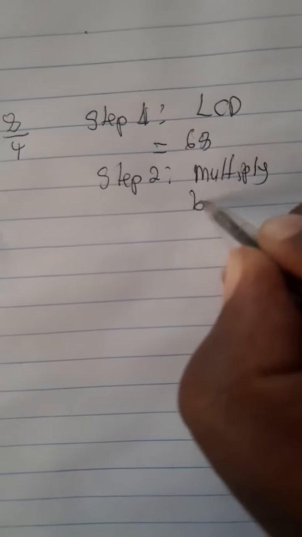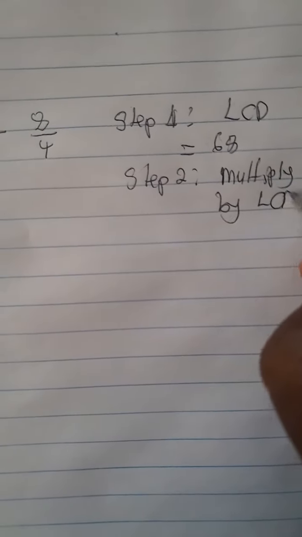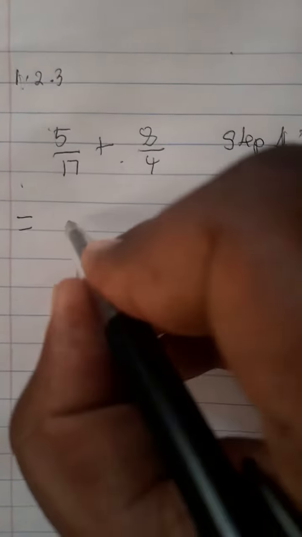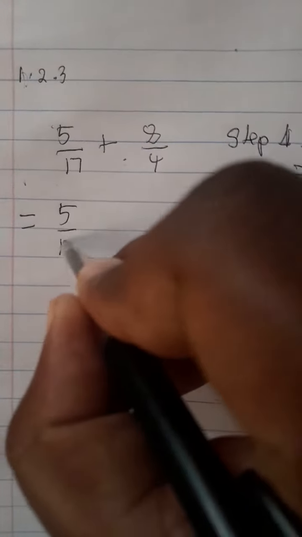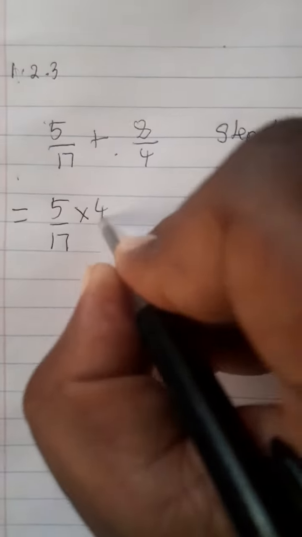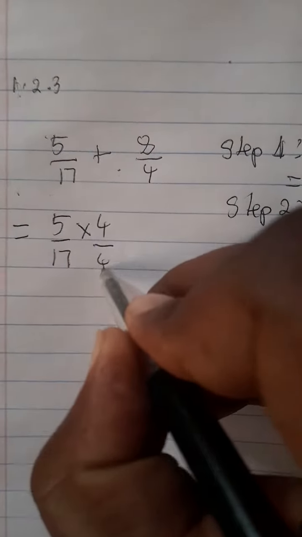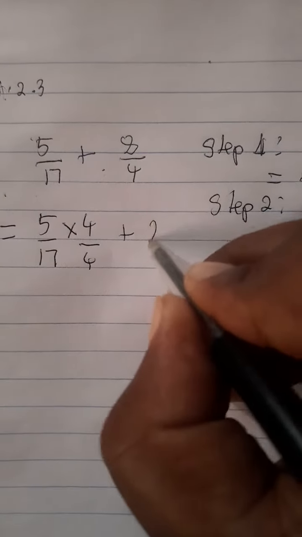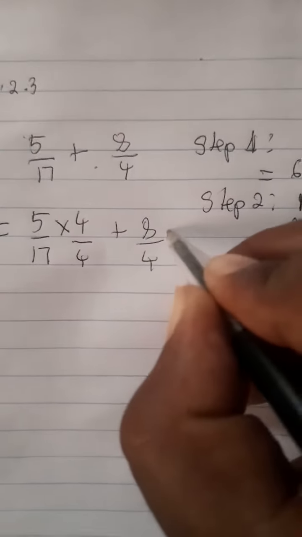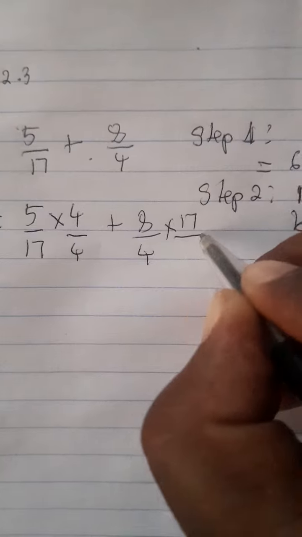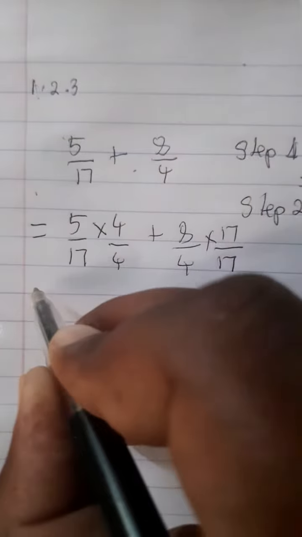Multiply by the LCD. How do we do that? We know our LCDs are 17 and 4. So we are going to say 5 divided by 17 multiplied by 4. The numerator will be multiplied by 4 and the denominator will be multiplied by 4. As well, we have 8 all over 4. The numerator will be multiplied by 17, and the denominator will be multiplied by 17.